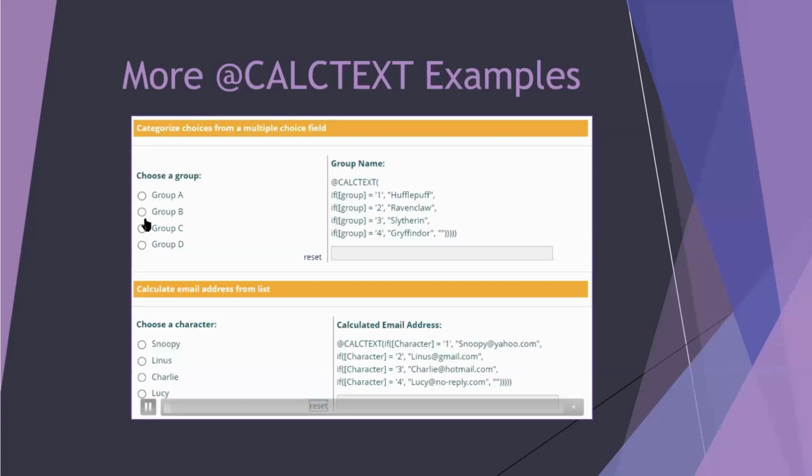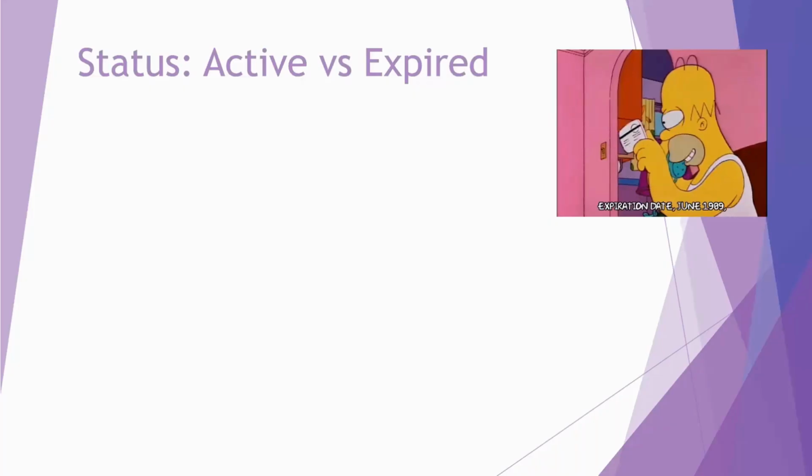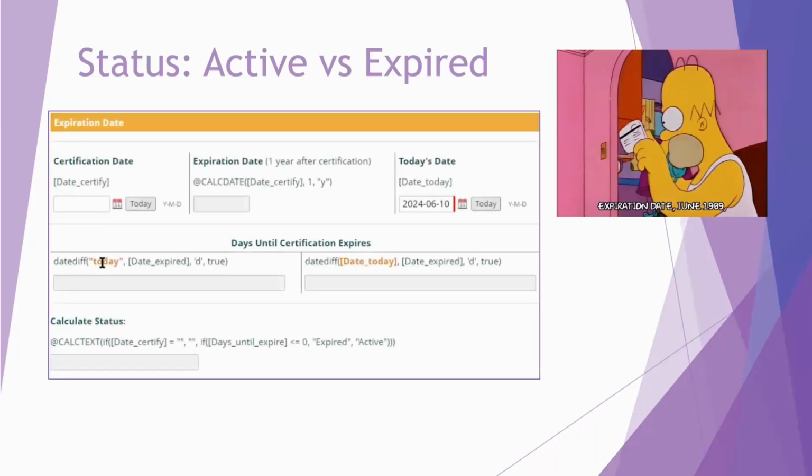Here's some more examples. You can categorize choices from a multiple choice field, or you could assign the correct email address to be chosen from a list of individuals. Here's another calc text example. We have a certification date, an expiration date, and a field that uses the @today action tag to identify the current date. We use calc text and date diff here to determine whether someone's certification has expired or not.